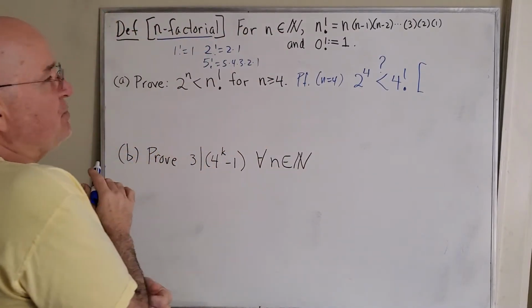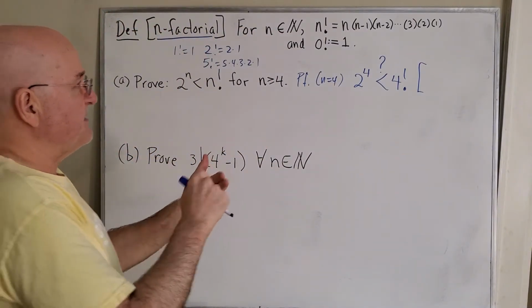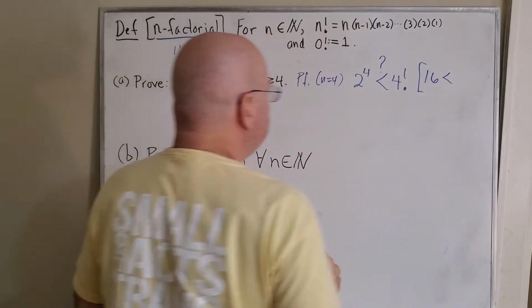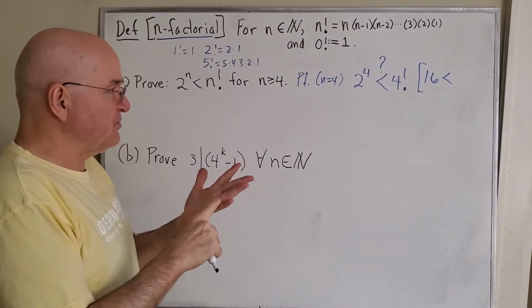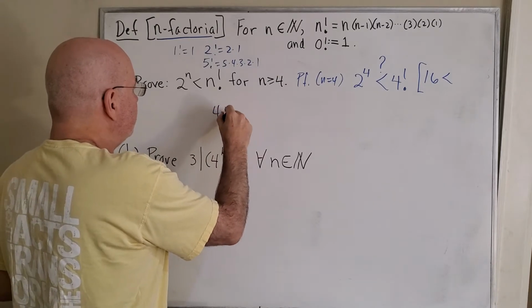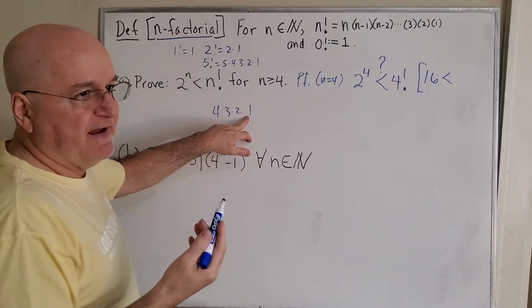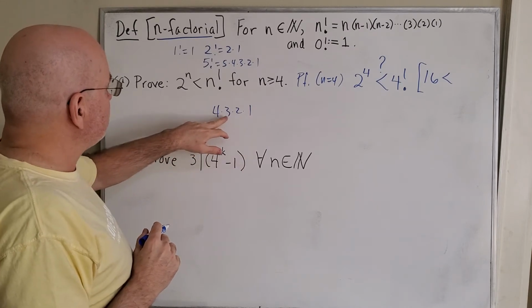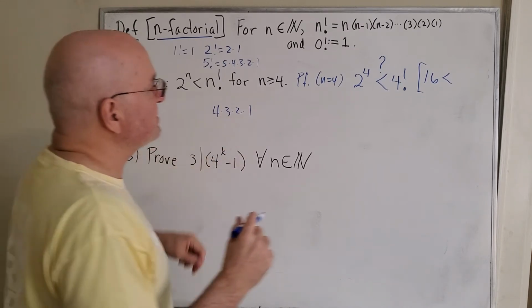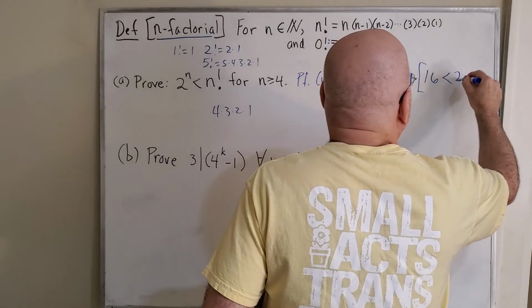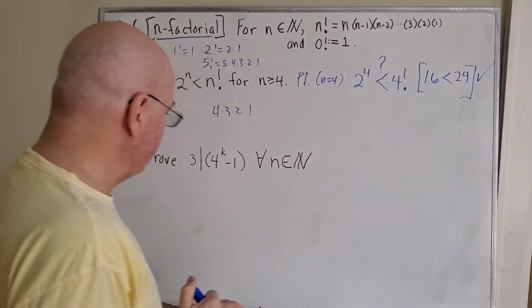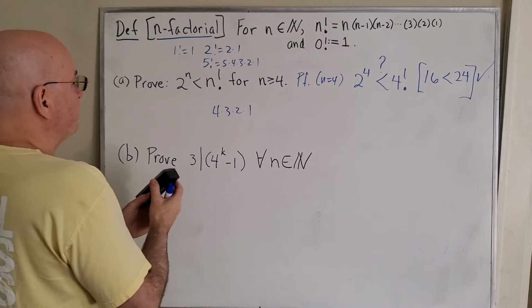Well, what does that mean? 2 to the 4th is 2, 4, 8, 16. 4 factorial is 4, 3, 2. I don't even have to write the 1 in the factorial, but I do. 4 times 3 is 12, times 2 is 24. Check. It works. So the base case worked.